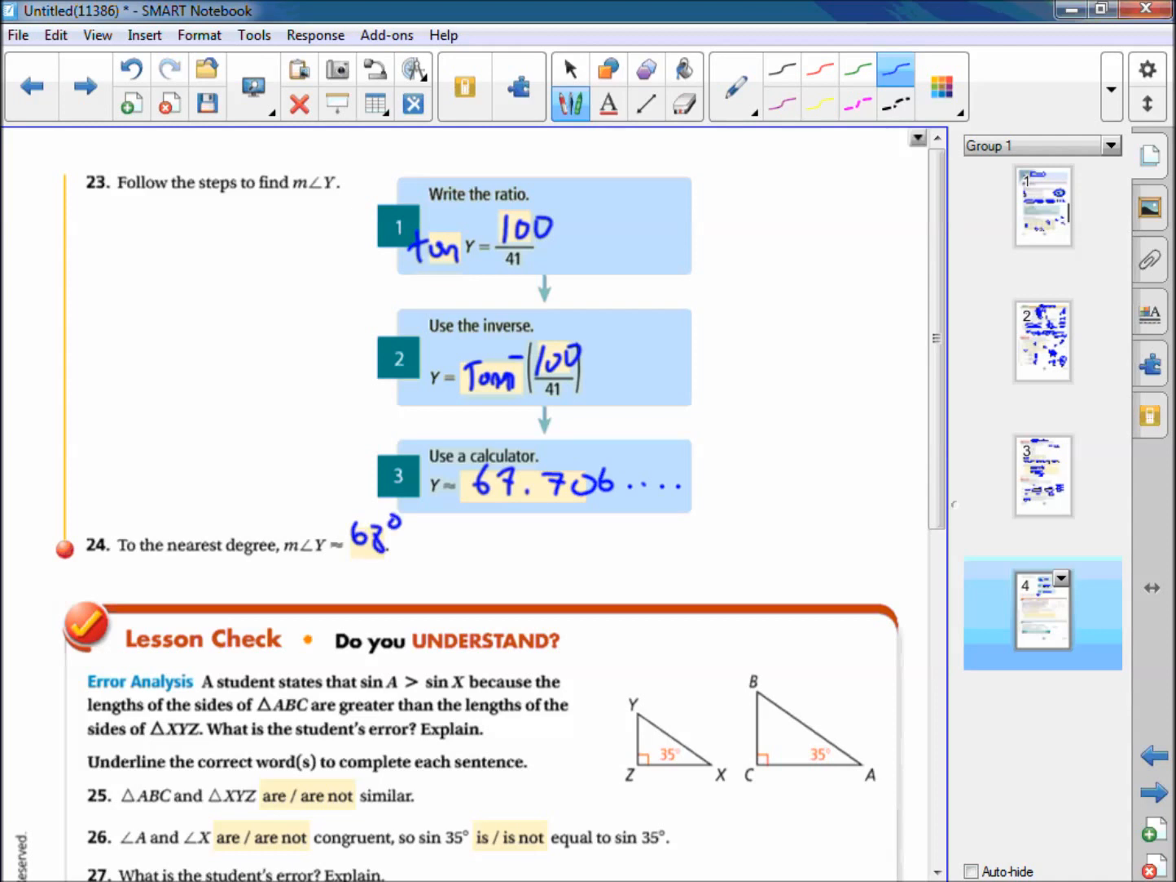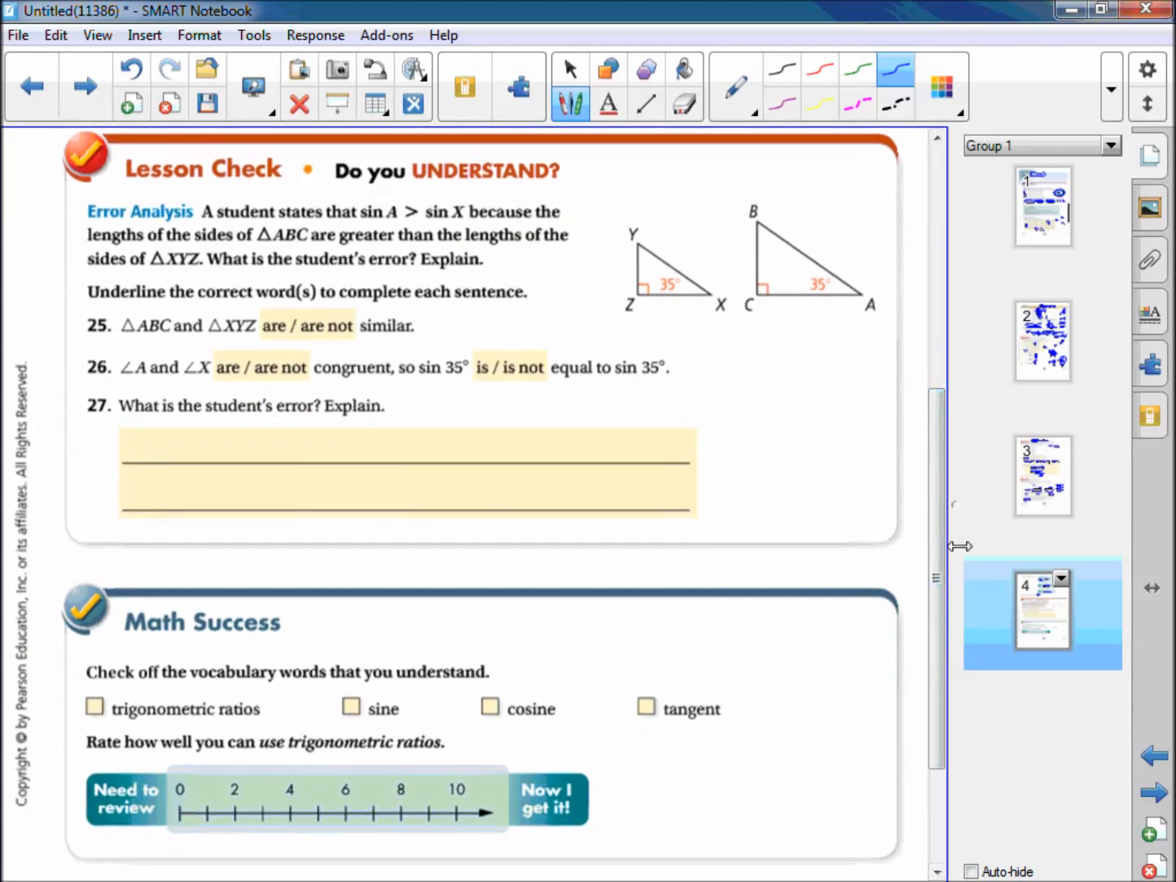So given two sides of a triangle, we can find the angles using one of our trigonometric functions, sine, cosine, or tangent. All right, so that leads us to the lesson check. As always, pause the video and then come back and check it over. Okay, so here's our lesson check. So do you understand? And it's an error analysis.